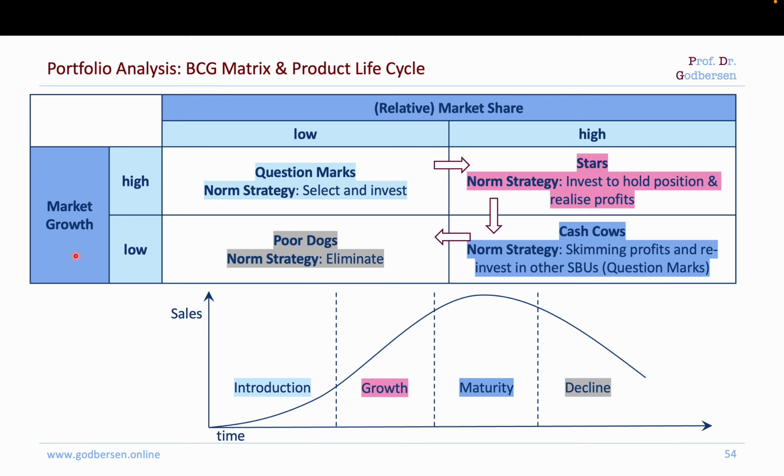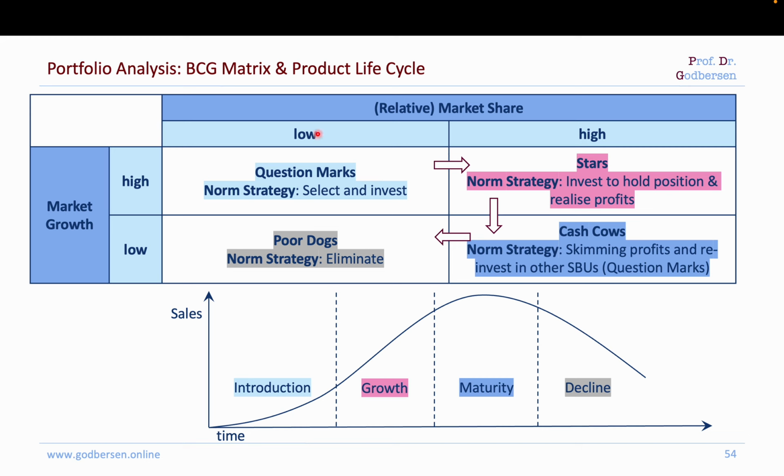On the y-axis is the market growth. That tells us how attractive a market is. Of course, a market with the outlook of massive growth, an expanding market, is more attractive than one that does not expand or even shrinks. And you have 4 quadrants. You have the question marks.